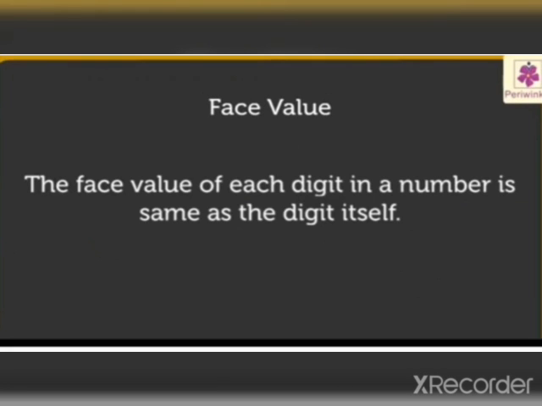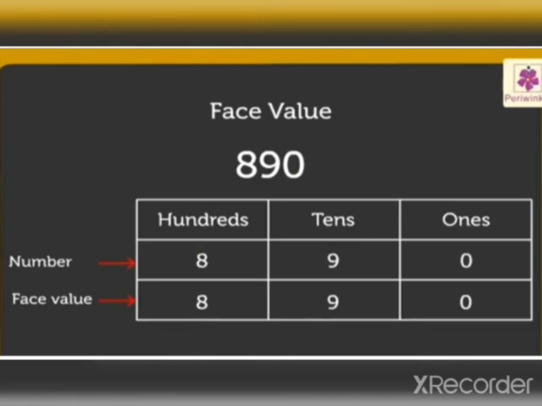Now coming to the face value. Children, always remember that the face value of each digit in a number is the same as the digit itself. We will try to understand face value with the help of an example. Here we will arrange the number 890 in a place value table. 8 is in the hundreds place, so we will write it in the hundreds column. 9 is in the tens place, so we will write 9 in the tens column, and 0 is in the ones place, so we will write 0 in the ones column.